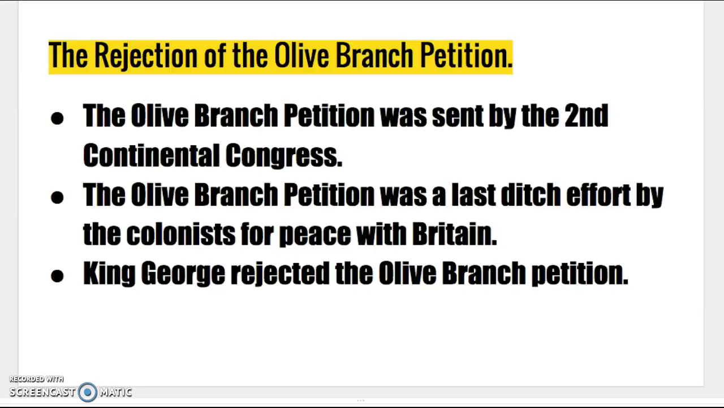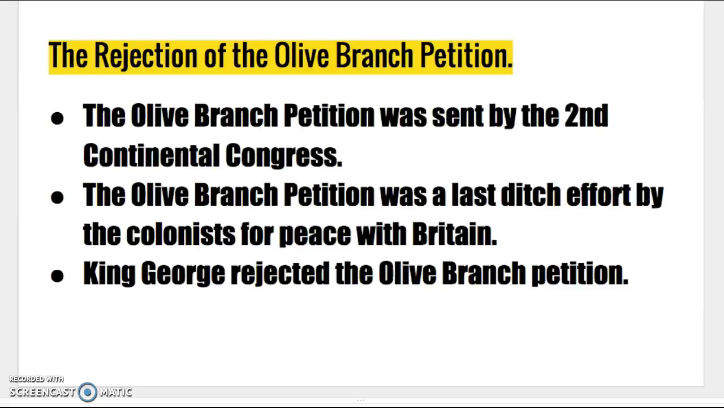So the Second Continental Congress gets together. They're really trying to avoid war. So they write the Olive Branch Petition. They send it off to King George, hoping that it will provide peace for the colonists and for Britain for pretty much the rest of their lives. But King George ultimately doesn't even look at the Olive Branch Petition. He rejects it. He doesn't even look at it.